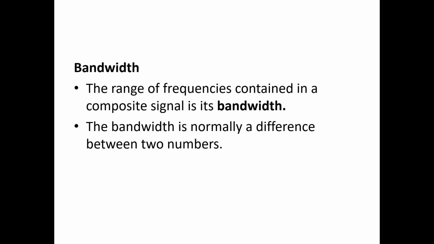So a signal can generate a bandwidth. A device like a phone, etc., or a speaker can also have its own bandwidth, as well as channels. Different types of channels can also have different bandwidths.